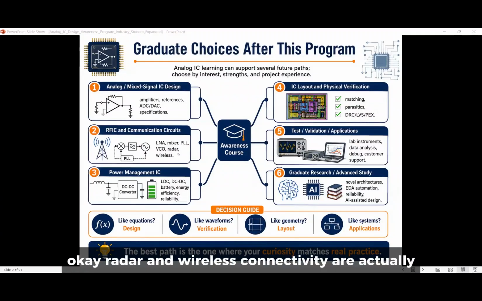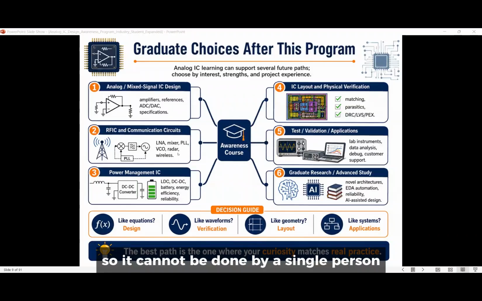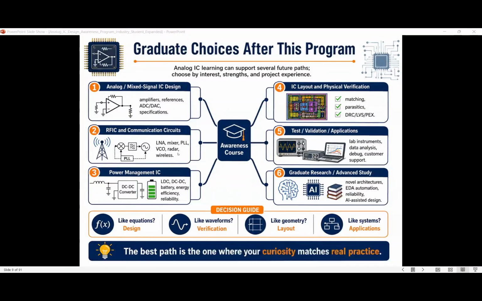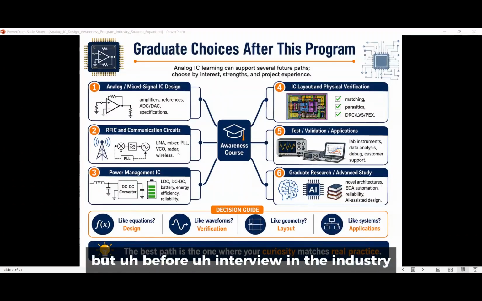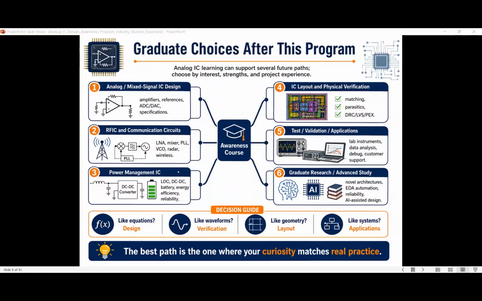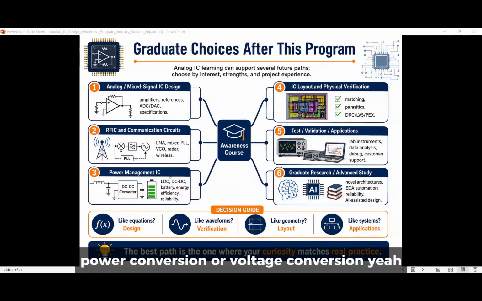Radar and wireless connectivity are actually large systems, so they cannot be done by a single person. They are designed by a large group of members. Anyway, before an interview in the industry, we must gain some basic idea: what is the limit of this circuit, and what are the trade-offs in its performance? Okay, the next one is power management. We have studied it before; it's about power conversion or voltage conversion.